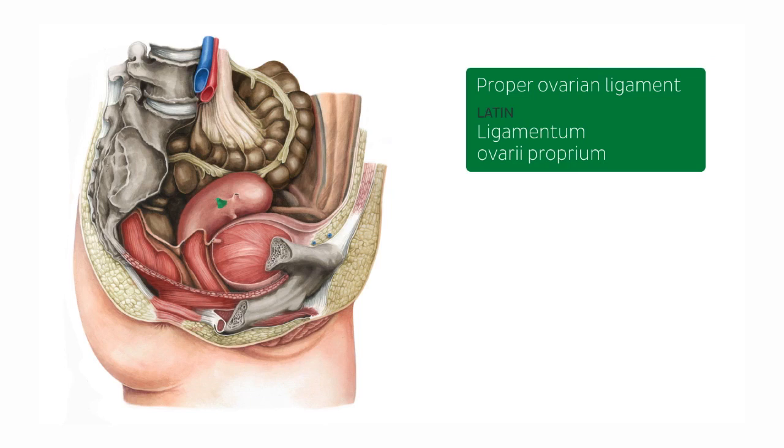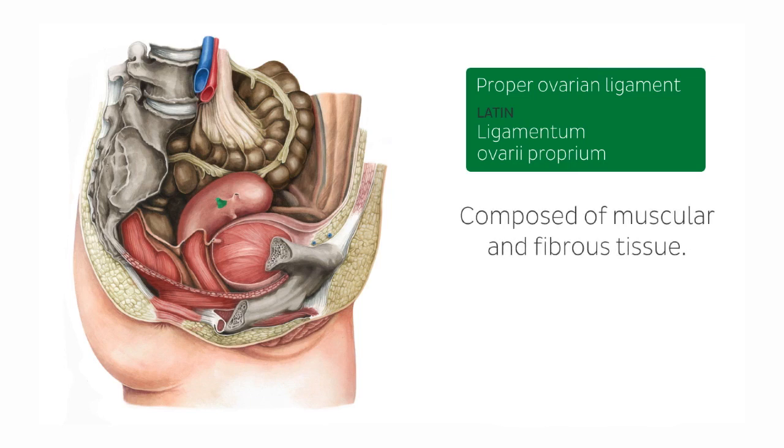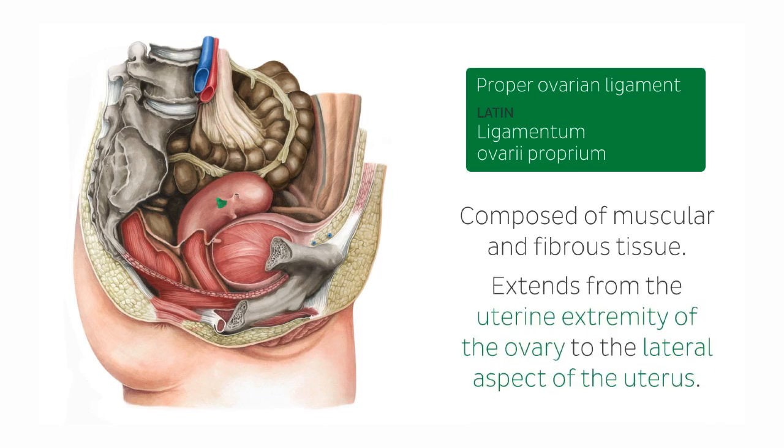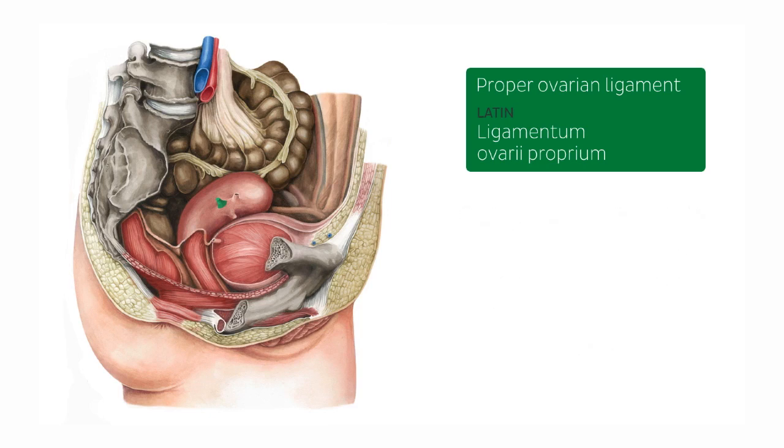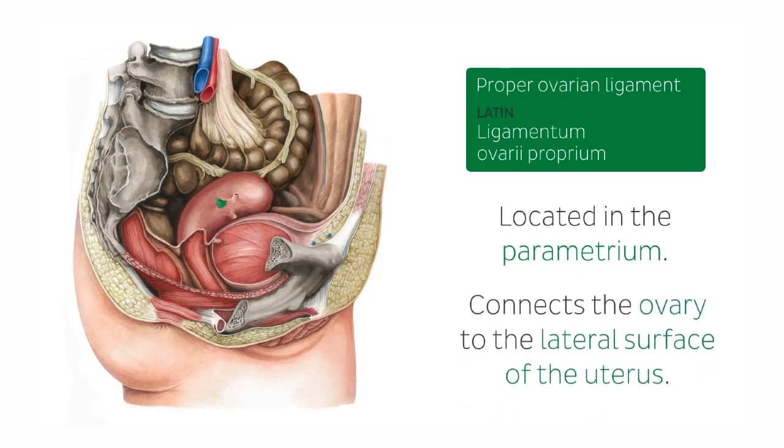This ligament is comprised of muscular and fibrous tissue. It extends from the uterine extremity of the ovary to the lateral aspect of the uterus, just below the point where the uterine tube and uterus meet. This ligament runs in the broad ligament of the uterus, which is a fold of peritoneum rather than a fibrous ligament. To be more specific, it is located in the parametrium. The proper ovarian ligament connects the ovary to the lateral surface of the uterus.